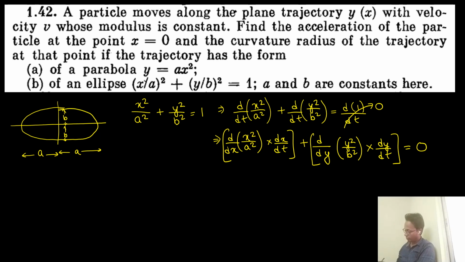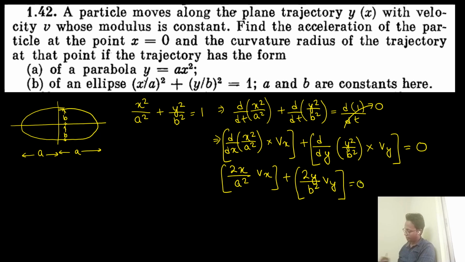Okay. Now what is dx by dt? Dx by dt is nothing but vx, or velocity in the x component. What is dy by dt? Dy by dt is nothing but vy. Okay. Now let's differentiate this. x square by a square, where a square is constant. So 2x by a square into vx plus 2y by b square into vy is equal to 0. Okay.